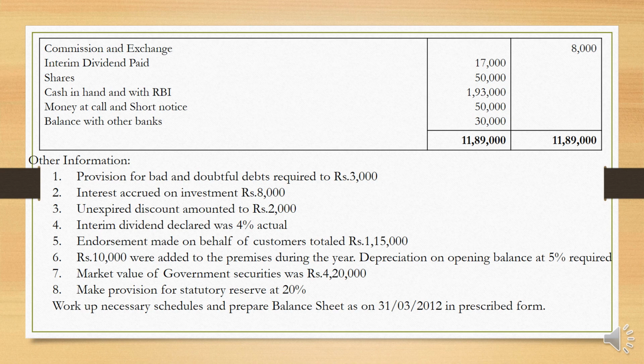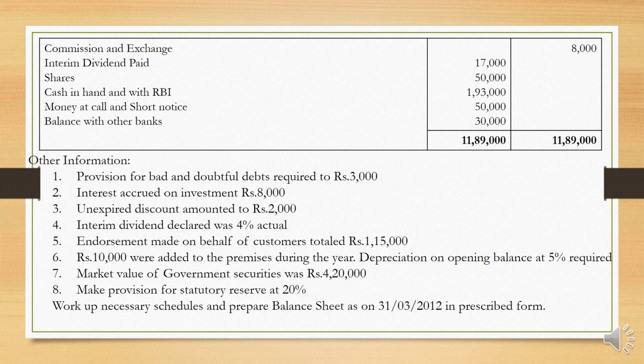Then endorsement made on behalf of the customers totals to 1,15,000. That is a contingent liability. Rupees 10,000 were added to the premises during the current year. The depreciation on the opening balance at the rate of 5% is required. Actually, we have a balance of 50,000 in premises, but in that 10,000 is bought this year. So we have to calculate depreciation only on the opening balance, that is 40,000.